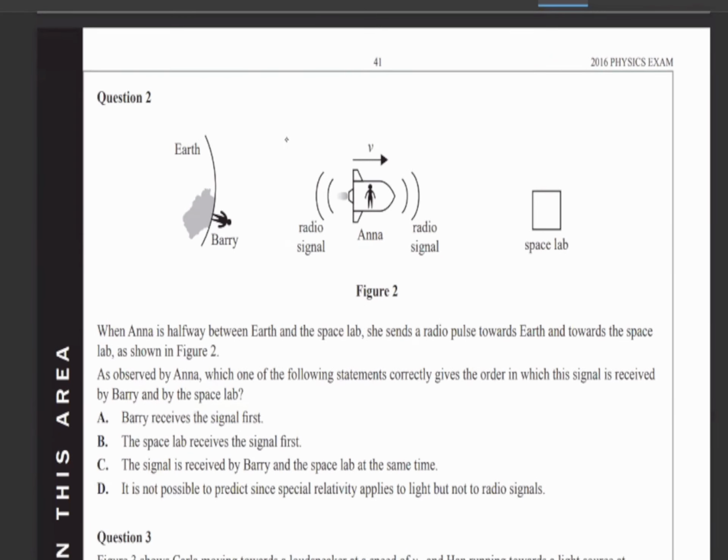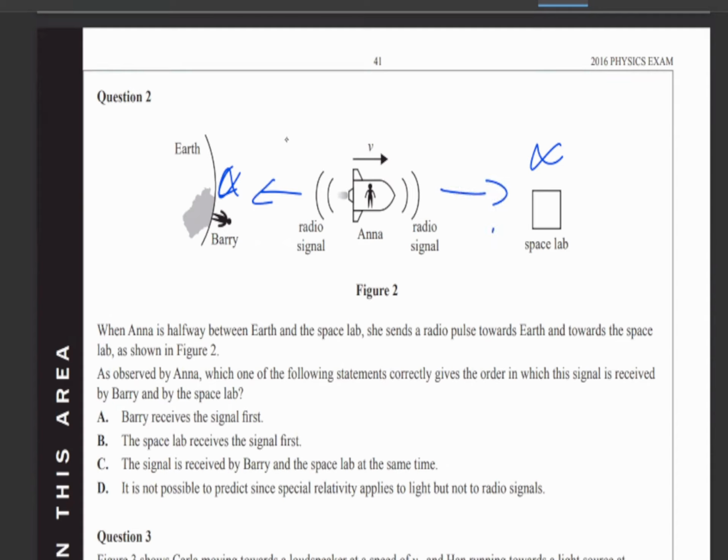Question 2. When Anna is halfway between Earth and the space lab, she sends a radio pulse towards Earth and towards the space lab. Which of the following statements correctly gives the order in which the signal is received by Barry and the space lab? They're halfway, so for it to travel this way and that way, it would be the same. So C.